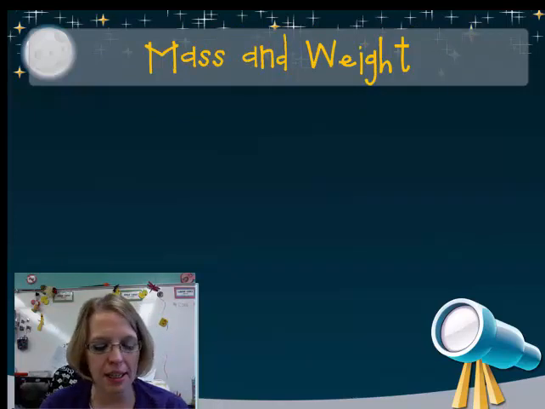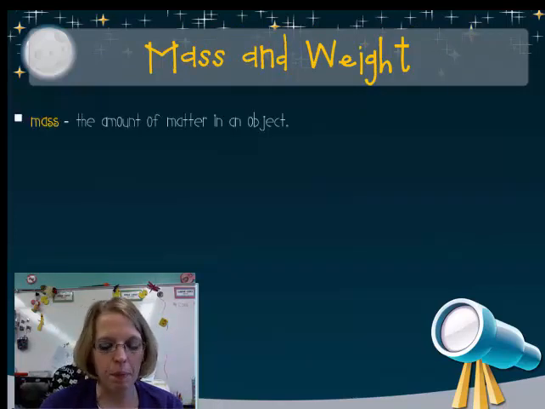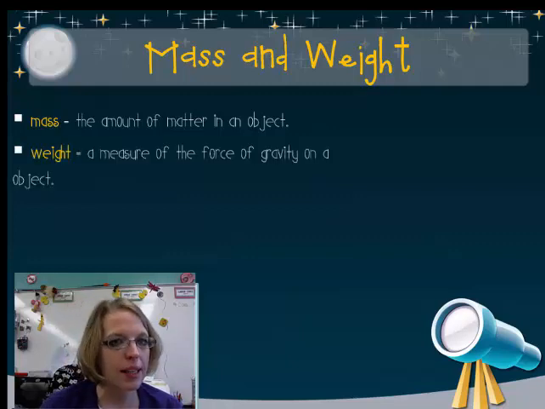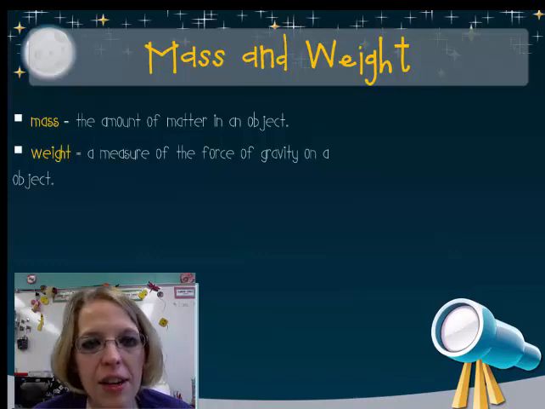Now we have another piece to this. We have mass and weight. Mass, you should have learned this in 6th grade. Mass is the amount of matter in an object. Weight is a measure of the force of gravity on the object.